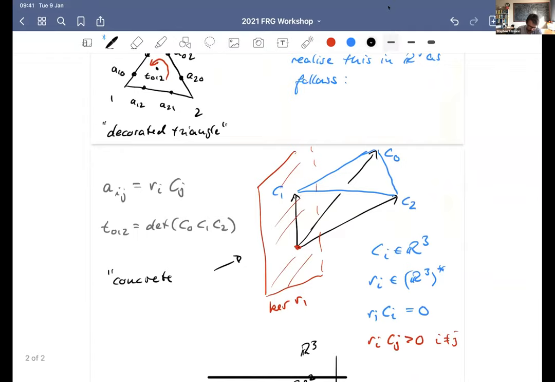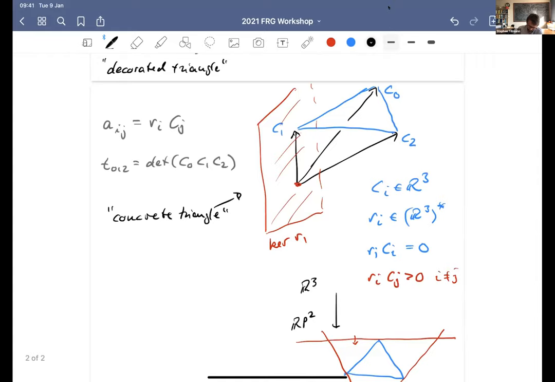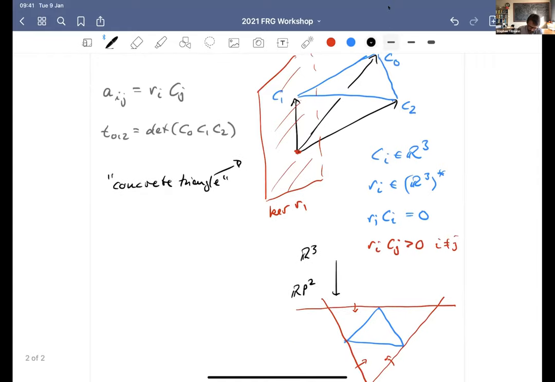But really, the concrete triangle is really an ordered triple of vectors and covectors. So it's this vector and covector decoration that I have here. Okay, and so now it's a nice little exercise in linear algebra. So this is what you can do now in your spare time, whilst I keep going. There's a question.